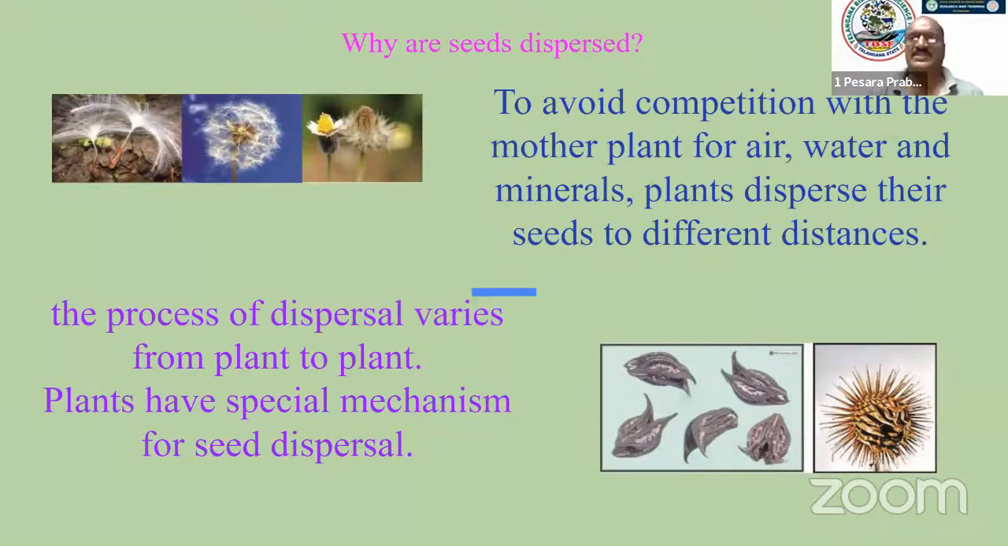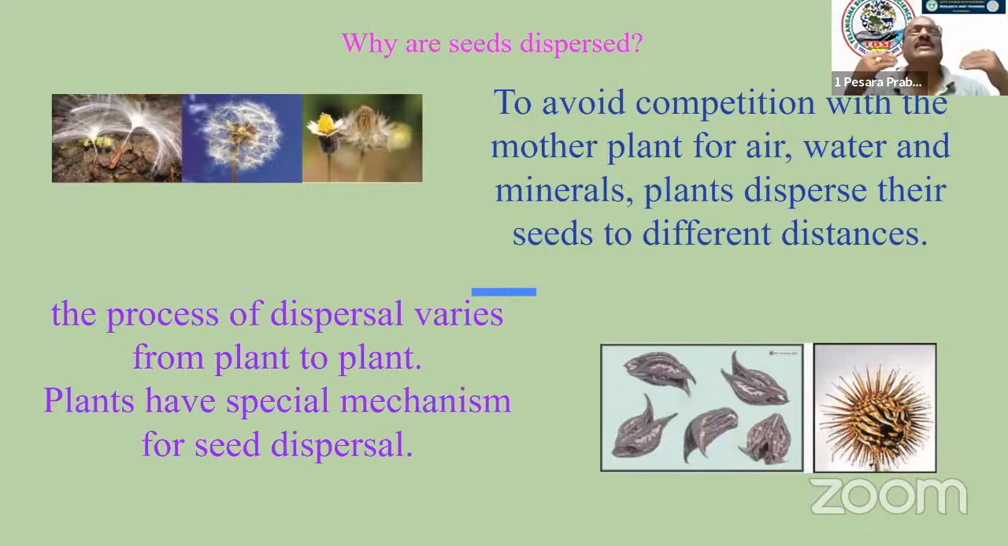Why are seeds dispersed? To avoid competition with the mother plant for air, water, and minerals, plants disperse their seeds to different distances. For example, if the seeds fall on the same ground below the plant, what will happen? Even though they germinate, there is competition, and not enough sunlight because of the plant's shade. So to avoid competition with the mother plant for air, water, minerals, and of course sunlight also, the plants disperse their seeds to different distances.